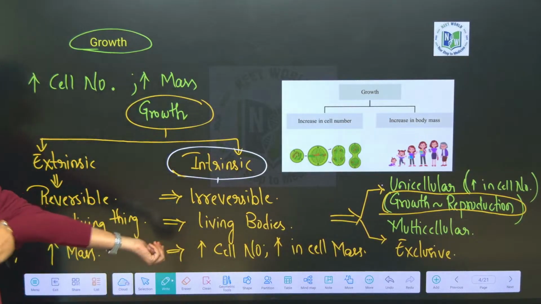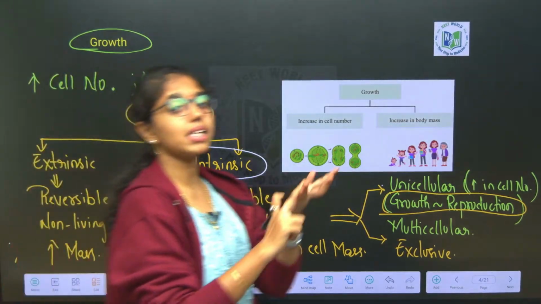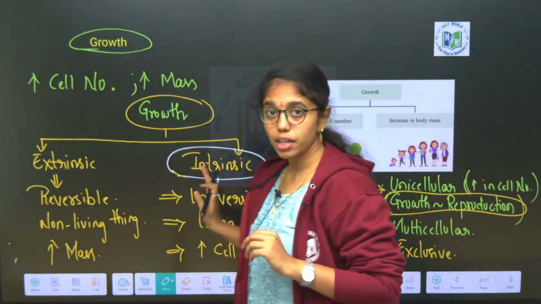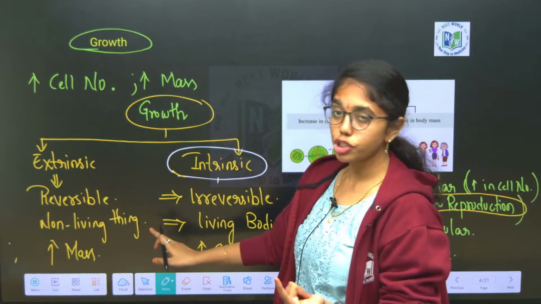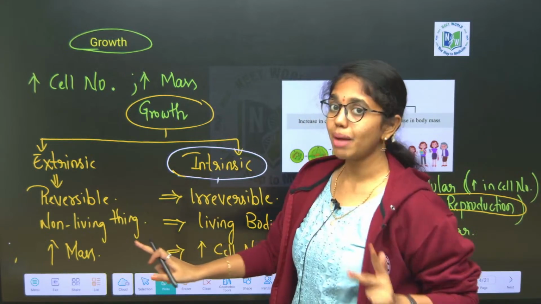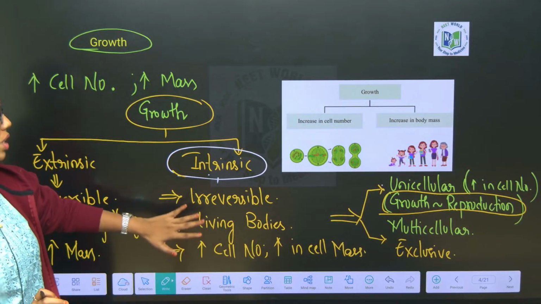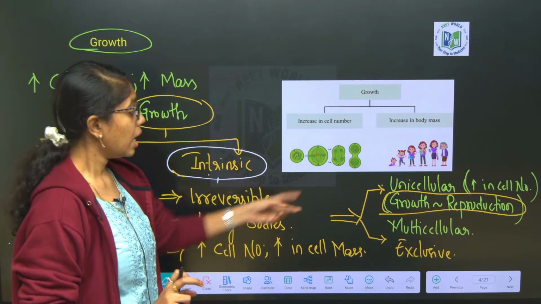We have two types of growth. Growth is defined as what? Increase in cell number and increase in mass are the twin characteristics of growth. We have two types of growth, extrinsic and intrinsic. Extrinsic growth is reversible, happens in non-living components, and only increase in mass is observed. Intrinsic growth is irreversible, occurs in living bodies, and both increase in cell number and increase in mass are seen.